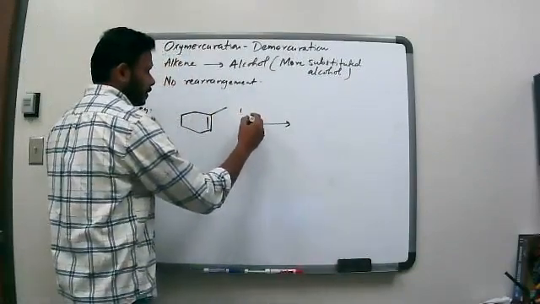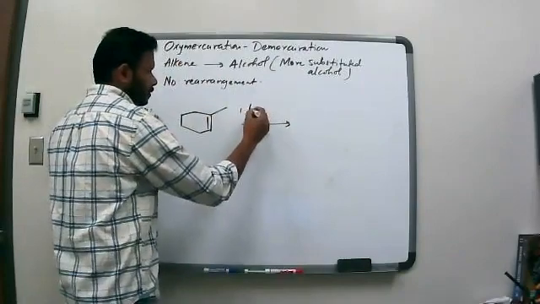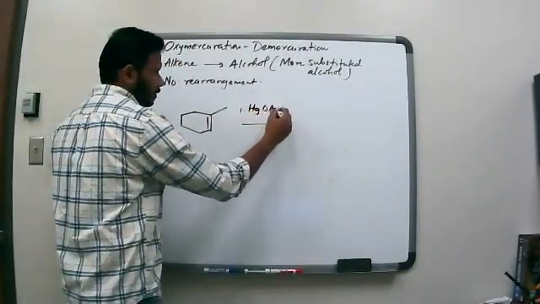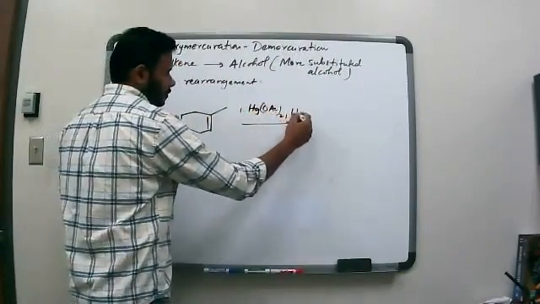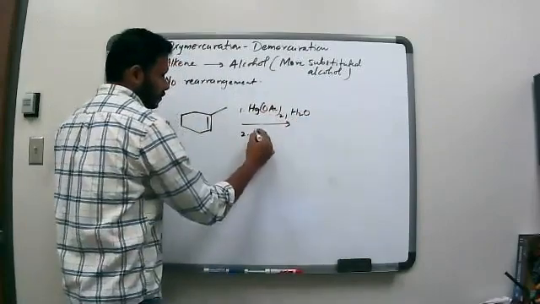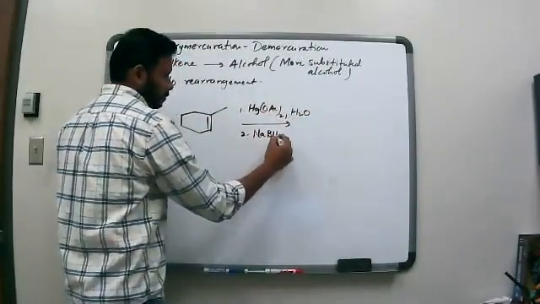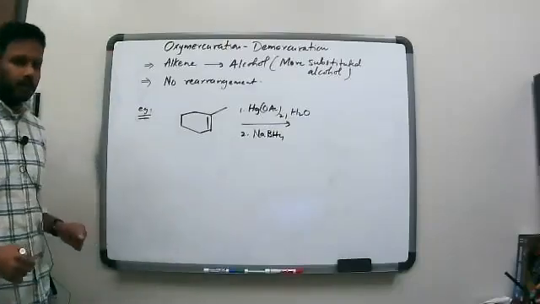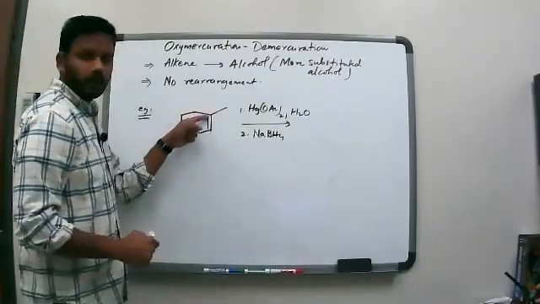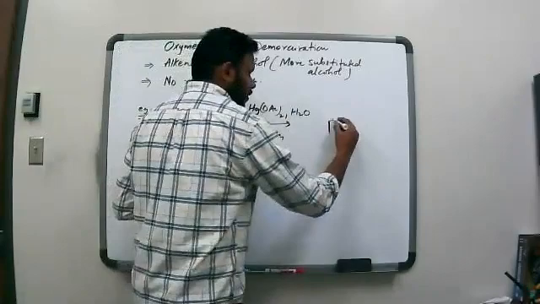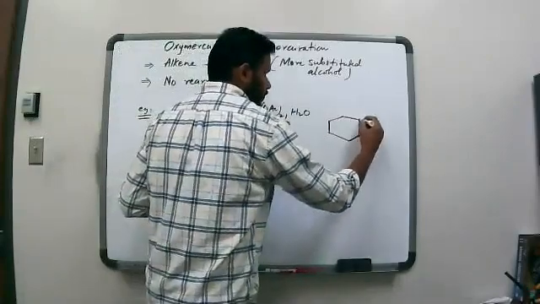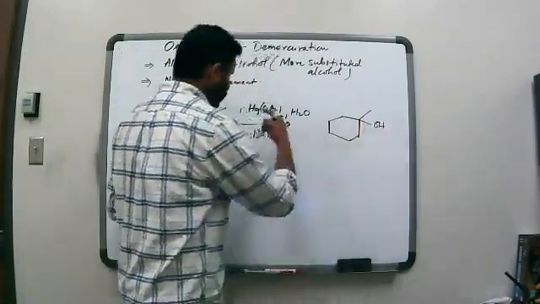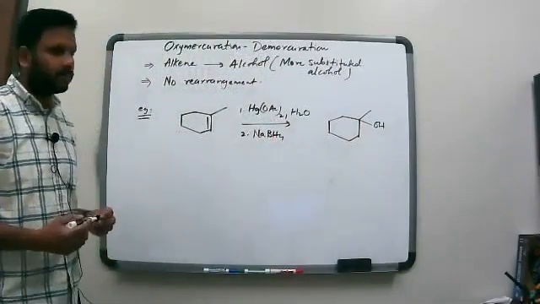one mercuric acetate, water, then sodium borohydride on this alkene, the alcohol would go to the more substituted carbon after both of these steps are done. That's the product that we're going to get.